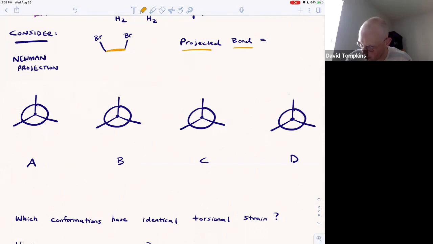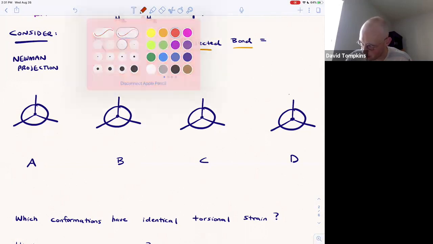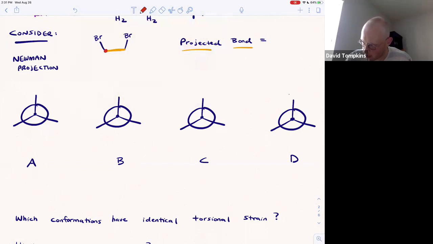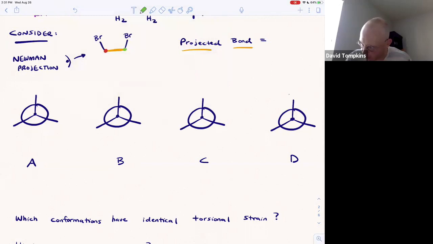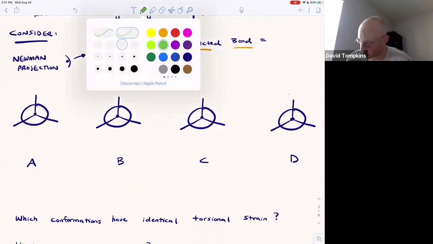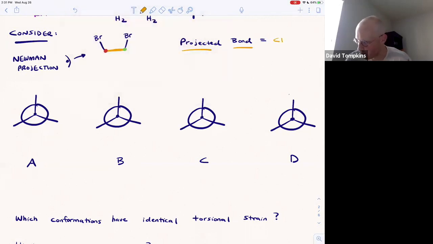here. And this carbon atom, we're going to look at from the perspective of the eyeball. If you were in the plane of the page, staring at that red carbon, then there would be a green carbon directly behind it. So the projected bond here is the C1-C2 bond of 1,2-dibromoethane.